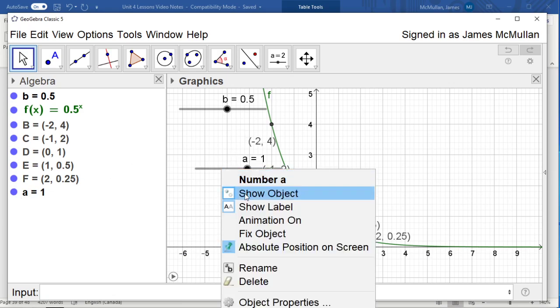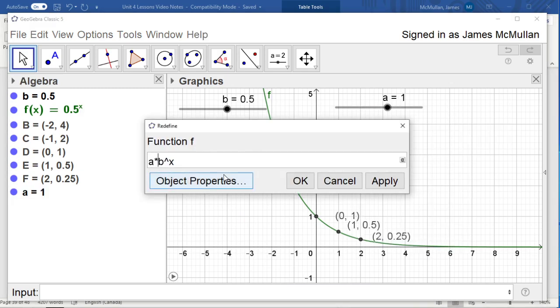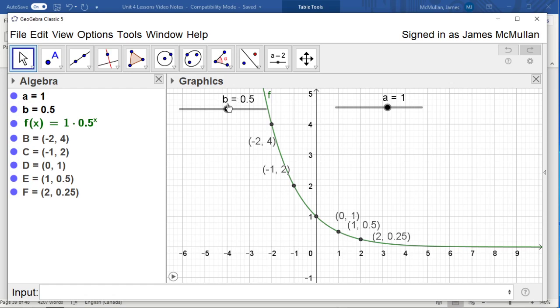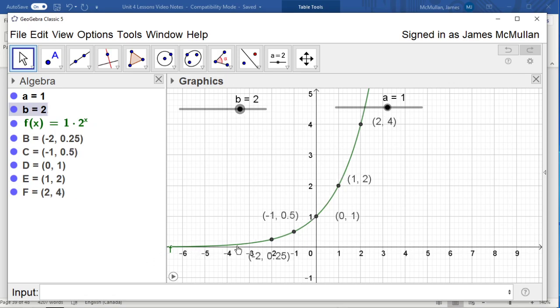Okay, and now what I want to do, I'm going to change my function. So instead of being b to the x, it's a times b to the x. So let's set b at 2. Okay, so here's your exponential function. Passes through (0, 1), (1, 2), (2, 4), and so on. If I change a, what happens?